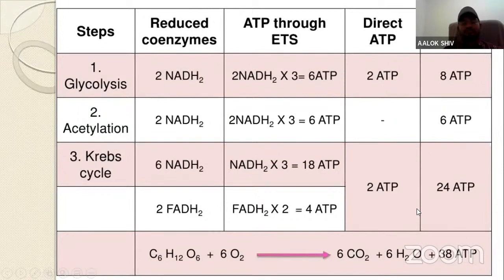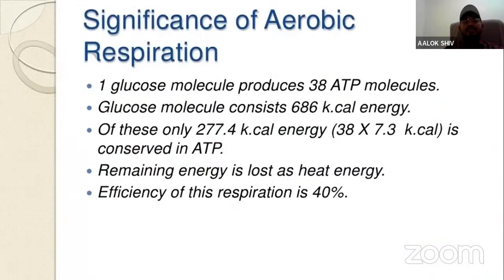This we have also studied in the comparison. So what is the significance of aerobic respiration? One glucose molecule produces 38 ATP. The glucose molecule consists of 686 kilocalories. So this is also important, right? One glucose molecule generally gives 686 kilocalories.